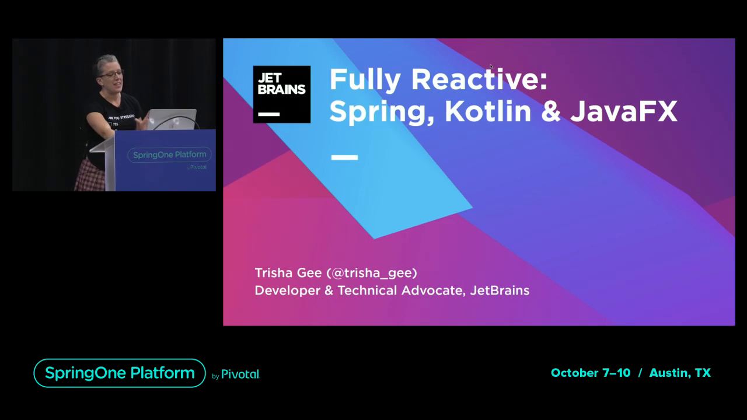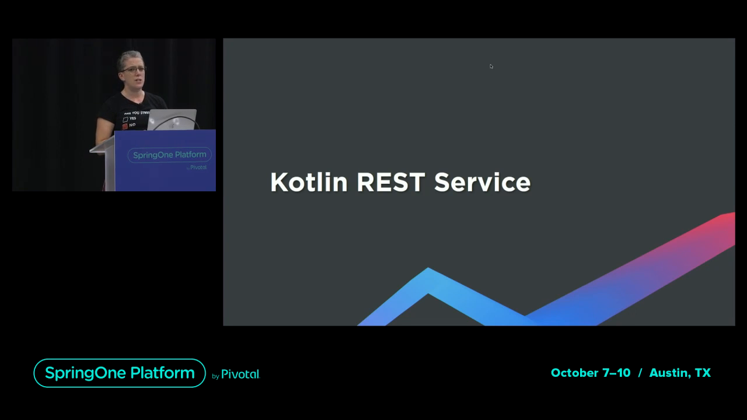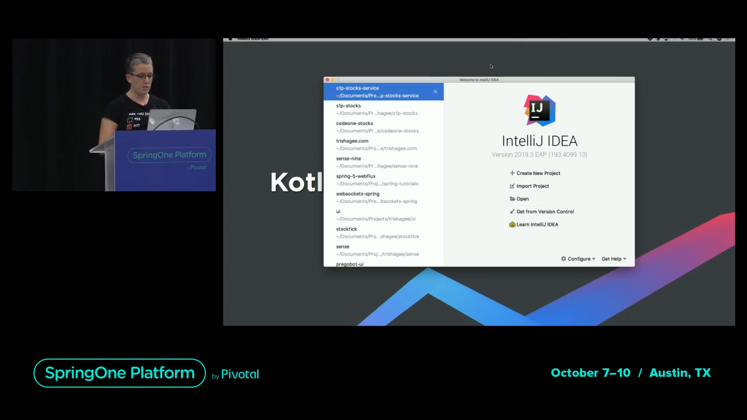The application itself is a fairly simple one. We're going to have a back-end service which is emitting stock prices and a front-end application written in JavaFX which is going to be responding to those prices and drawing stuff on a chart. So it's basically a client-server type application. The first thing we're going to do is create a Kotlin RESTful service using Spring Boot. So let's go straight on and try to do that.